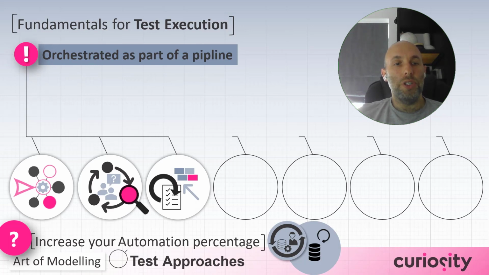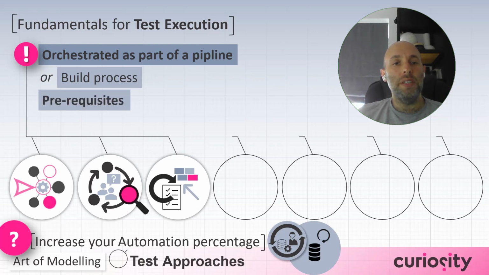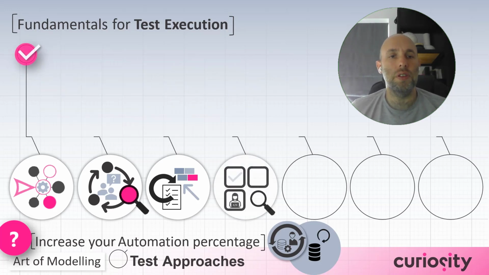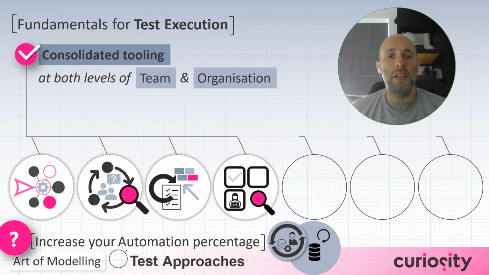How will I run my tests? Will your tests be orchestrated as part of a pipeline, run on a daily basis or as part of a build process? Or will you execute your tests from a more traditional test management tool? However you choose to run them, you will need to consider the mechanisms and prerequisites required, how you'll store the run evidence, whether you'll have an audit or controls requirement to keep that information, or you need it to triage any failures.